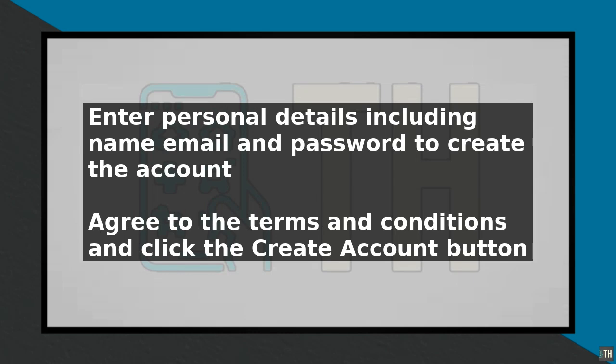You will be asked to provide your phone number for two-factor authentication. Enter your phone number and click on the Send Code button. Coinbase will send a verification code to your phone. Enter the code and click on the Submit button.